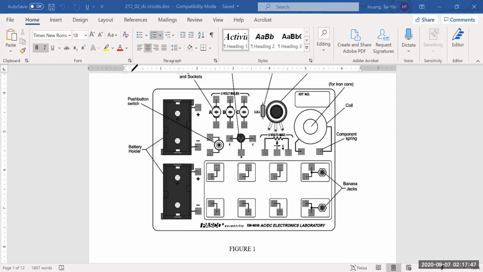to connect those two units. Okay, and then these are the two banana jacks, and we have the potentiometer and also the place where we put the iron core, and this is the inductor, which you're going to learn later, and this is where you put the light bulb.